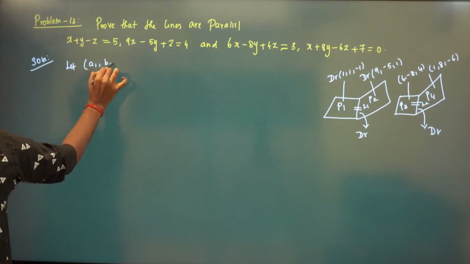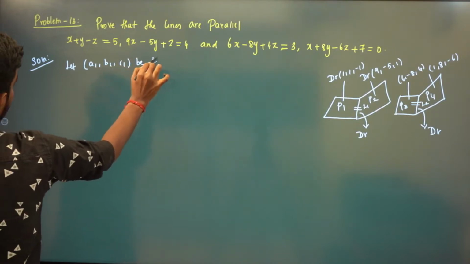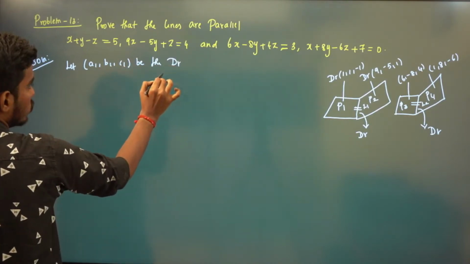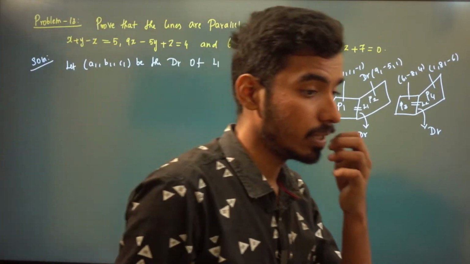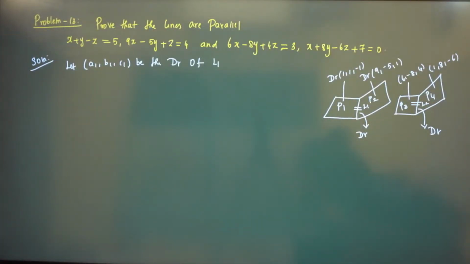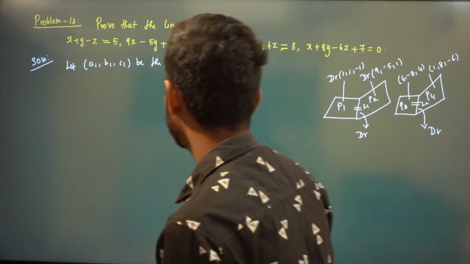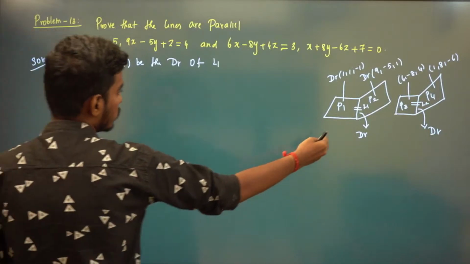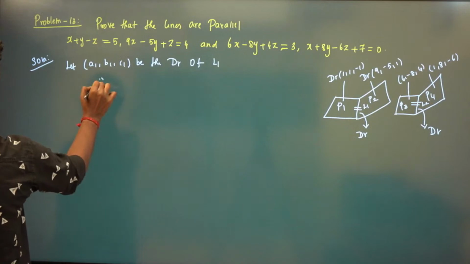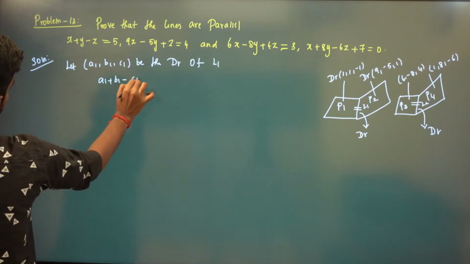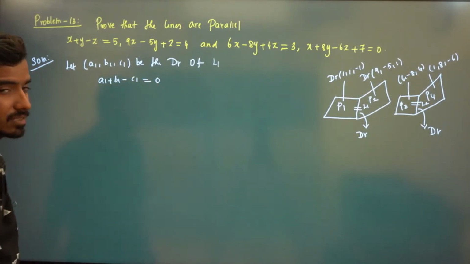Let A1, B1, C1 be the direction ratio of L1. From the exam point of view, you just draw the diagram, they will be impressed, right? By looking at the diagram itself, they will come to know that you have the conceptual clarity. So they will be perpendicular, right? So you will have A1 plus B1 minus C1 is 0. I'm not writing the same story.